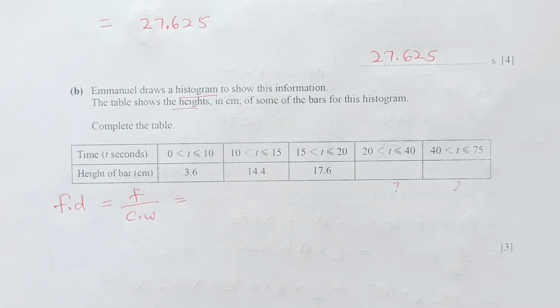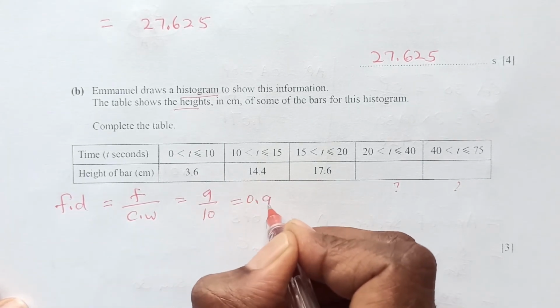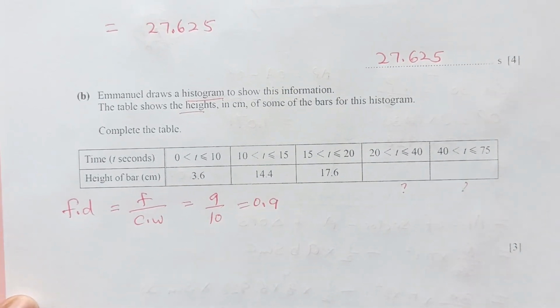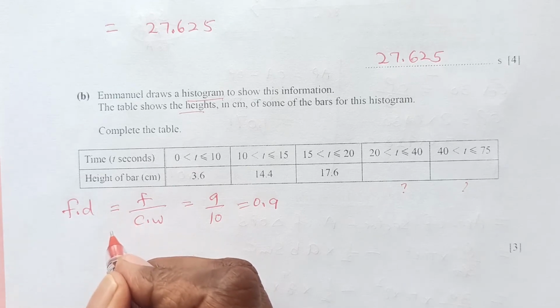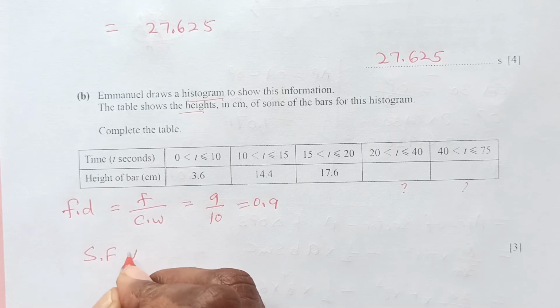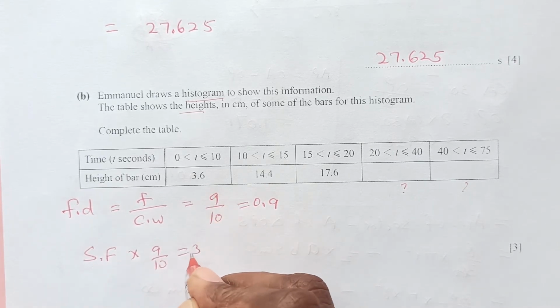We can divide this by 10. 9 over 10, so this is 0.9. So now we need to know the scale factor, how it is working now. Now the scale factor is going to be scale factor times 9 over 10, and it comes out to be, you can use any of this.